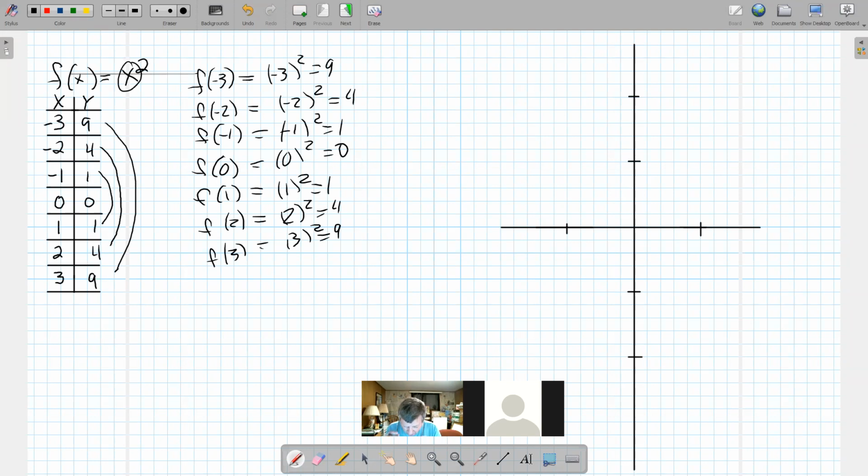Okay, so -3, 9 would be right there. -2, 4 is right there. -1, 1, 0, 0, 1, 1, 2, 4, and 3, 9. Now, obviously, this is not a straight line, is it? This is not a linear equation. And let's see if I can make a graph of this thing.